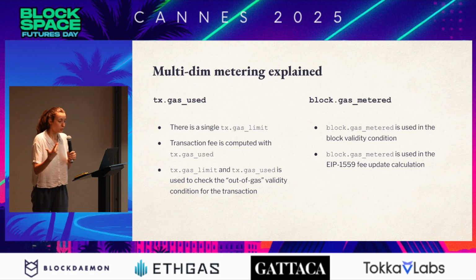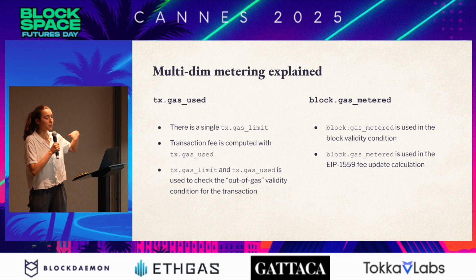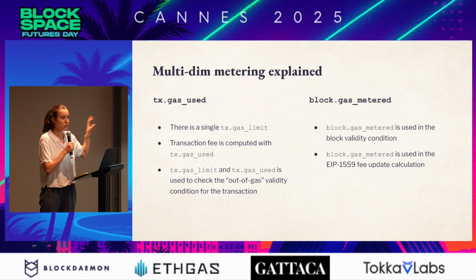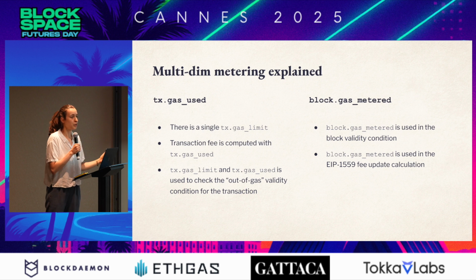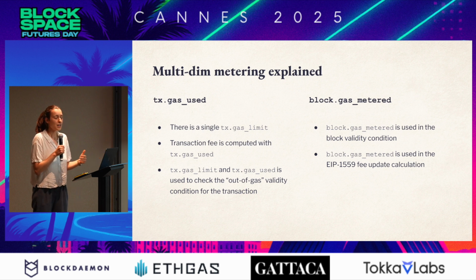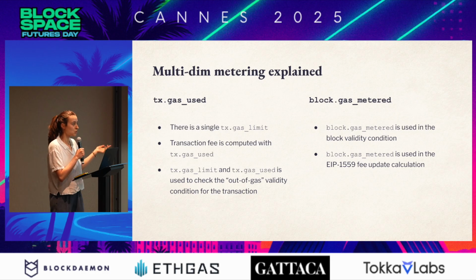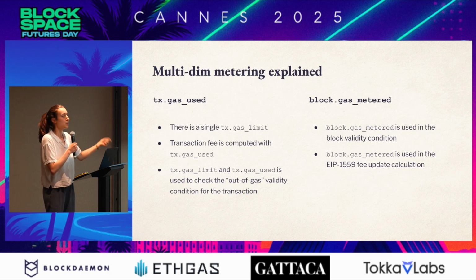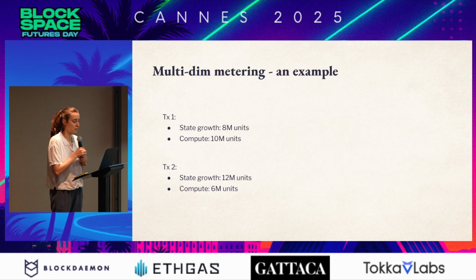There are two main changes. First, we are using the gas metered as the block validity condition. This means that when we are verifying if a block is full, so whether it's going over the limits, we use this max formula, okay? And then we also use this formula for the base fee update. This means that if the bottleneck resource, so the resource that is being used the most, is going over the target, then the base fee will increase. If it's under, the base fee will decrease. So now instead of just summing the resources, we are using the bottleneck resource, okay?